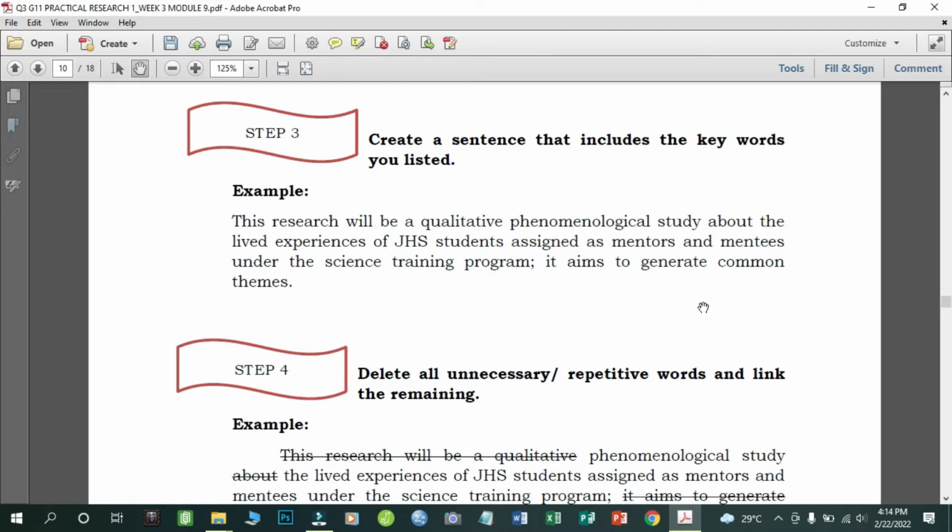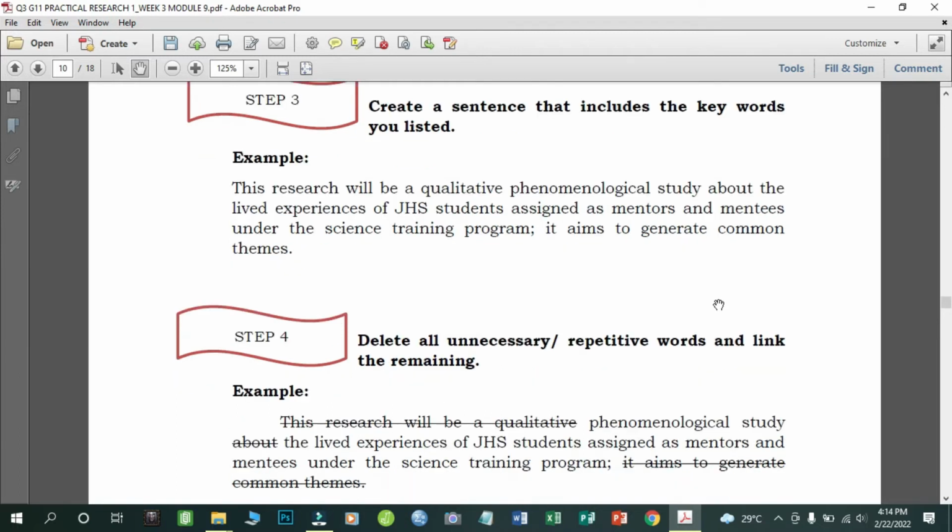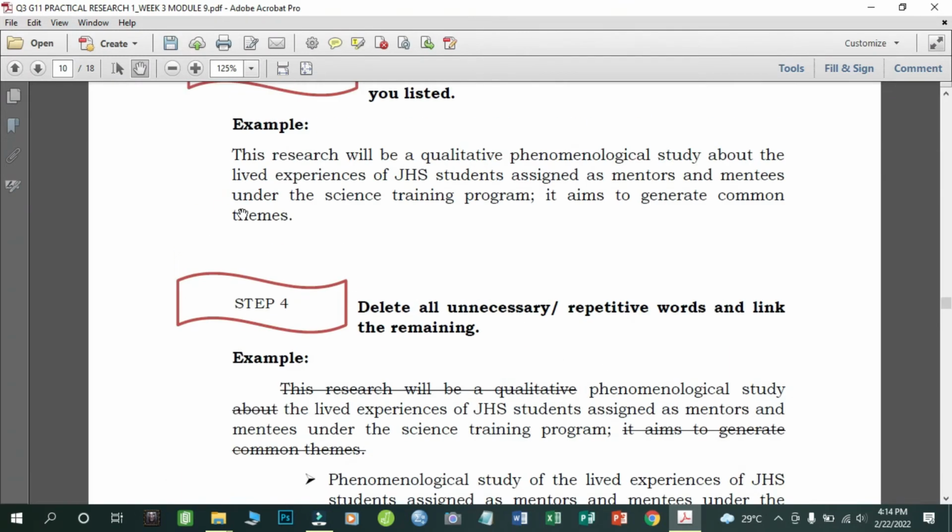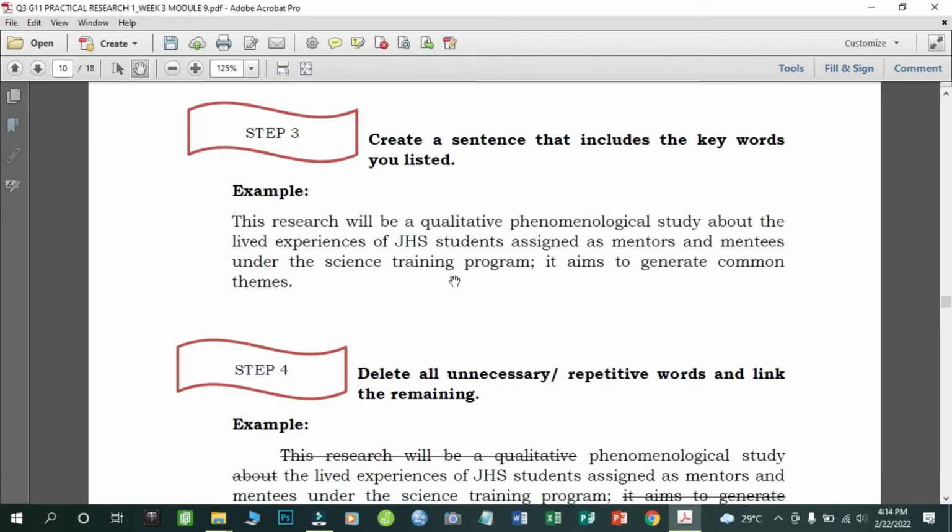The standard title length must have only 14 words. Okay, that is the steps in writing a research title. So I hope you get all the steps. Okay, let's do this. Read the given research titles and identify the characteristics they have.